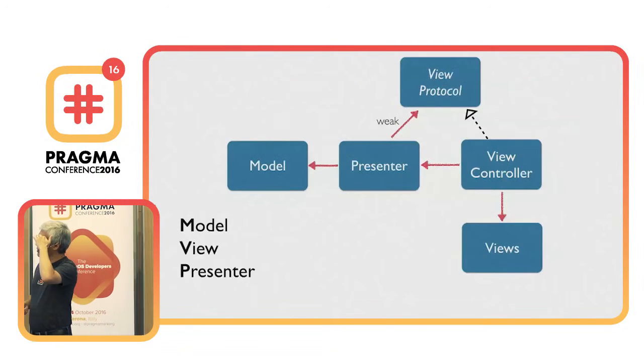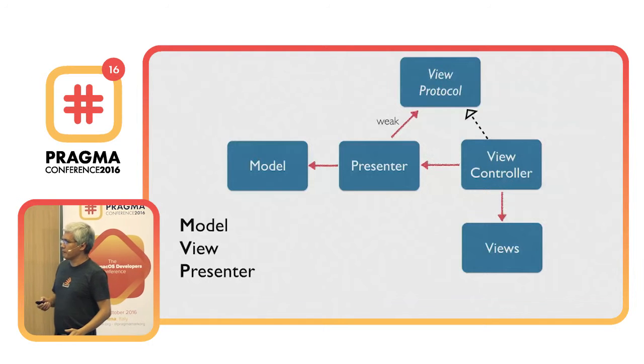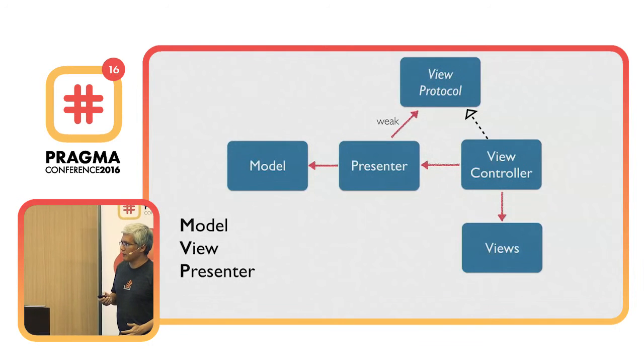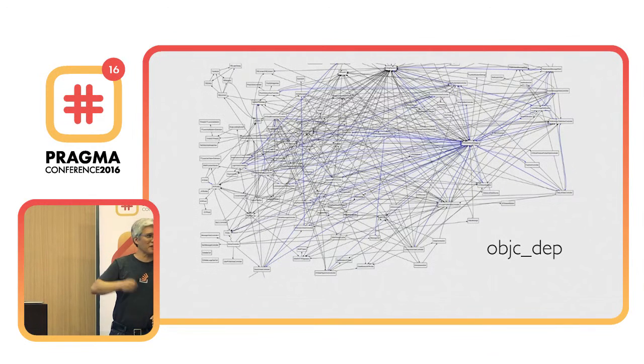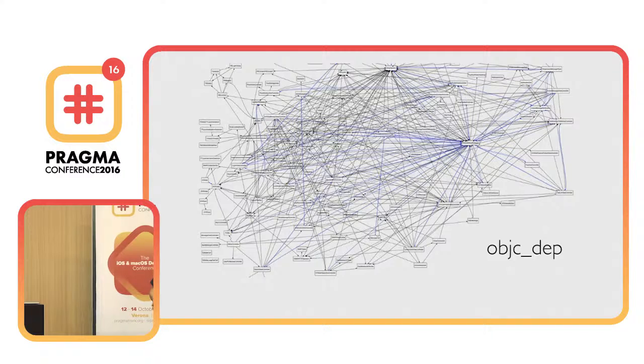So, back to Model View Presenter. Is this a command line function? This is obj-c-dep, you can just look it up. I have links in my show notes, but it's just a handy little tool out there in open source.